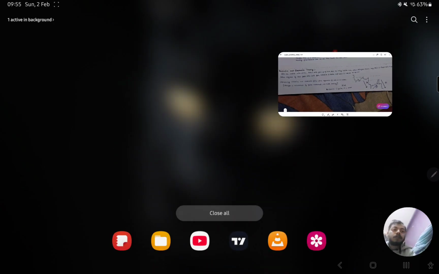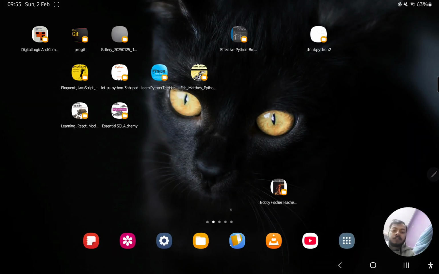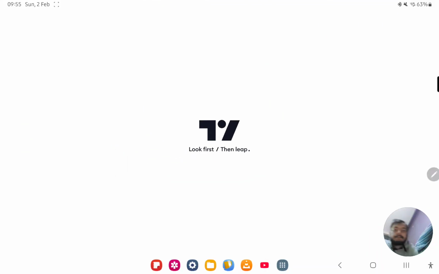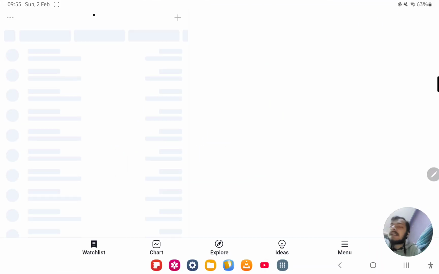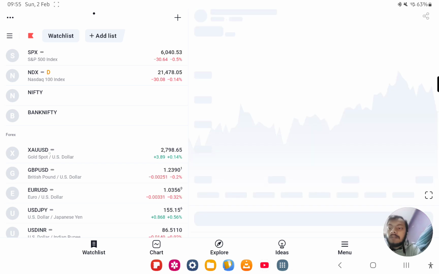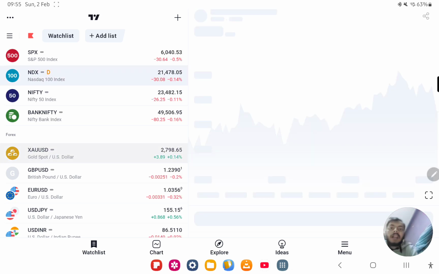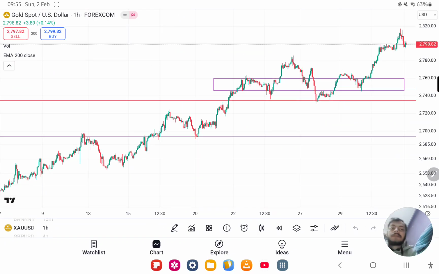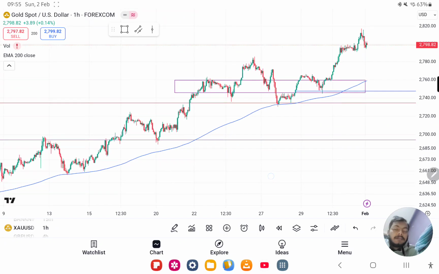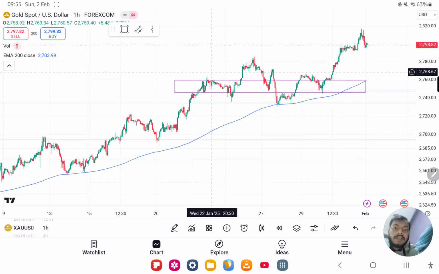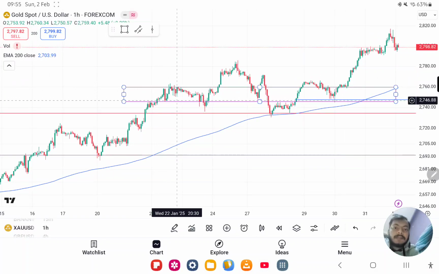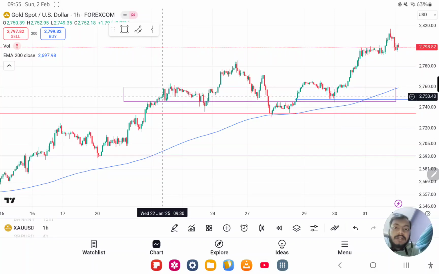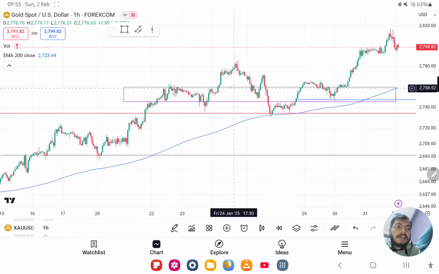So let's discuss all the points we studied on the chart. We will be looking at the XAUUSD chart, the hourly chart. This is the gold chart on an hourly basis. On the hourly chart we can see that there is a fair value area zone. I have drawn a rectangle around it.